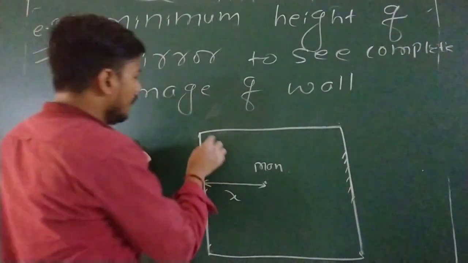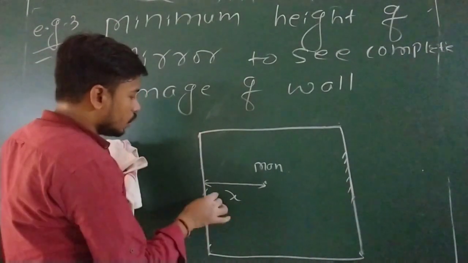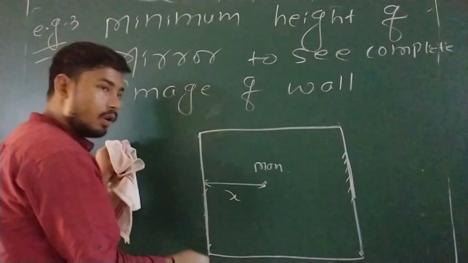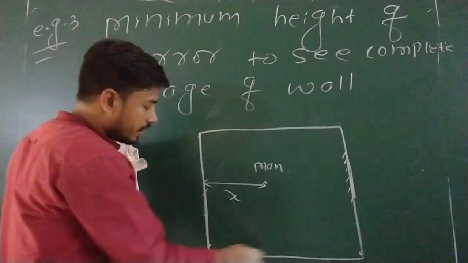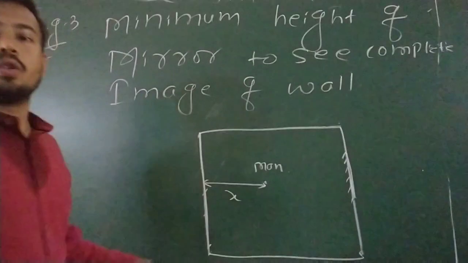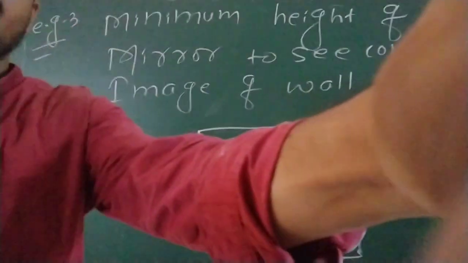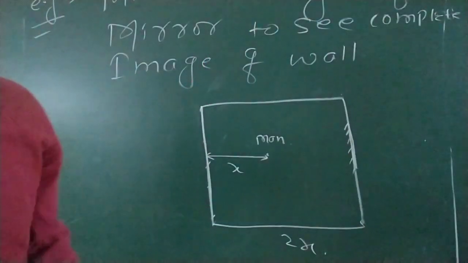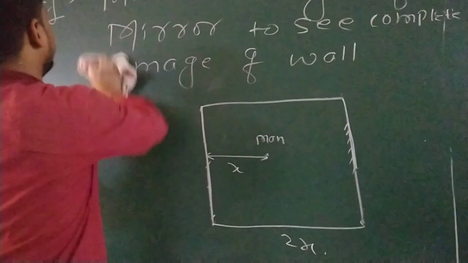Okay, notice. Try to make its image. This is a mirror, and this is our object. So what is the distance between mirror and object? The distance between mirror and object, you can see, is 2x.